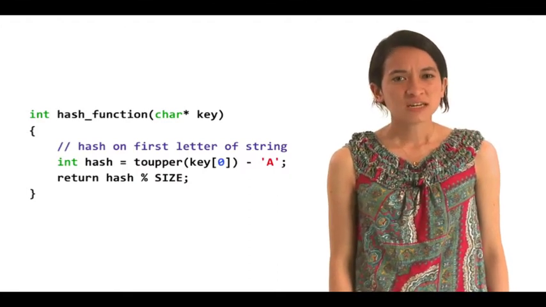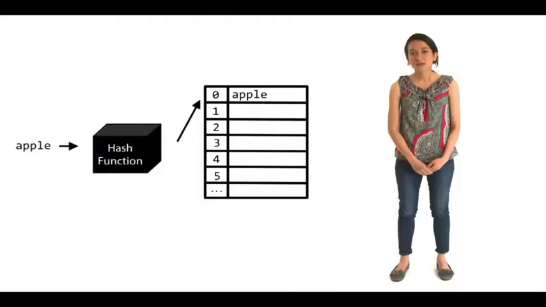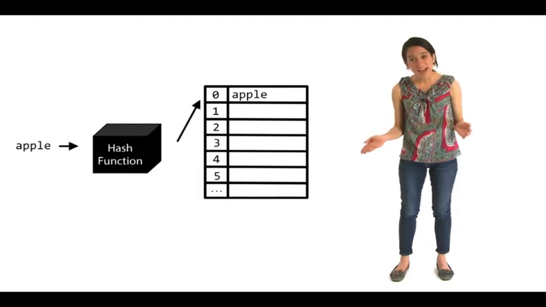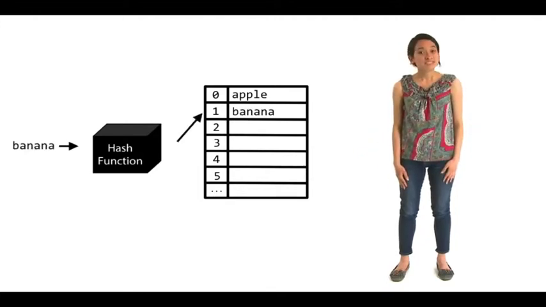This hash function computes a hash value based on the first letter of the key. Apple begins with the letter A, so it's mapped to index 0 of the hash table. Similarly, banana is mapped to index 1, and cat is mapped to index 2.